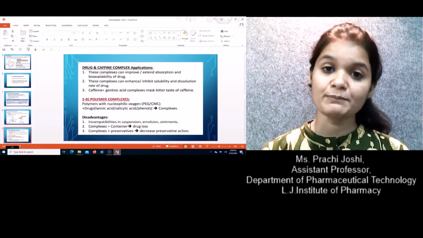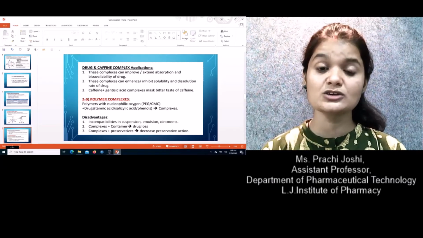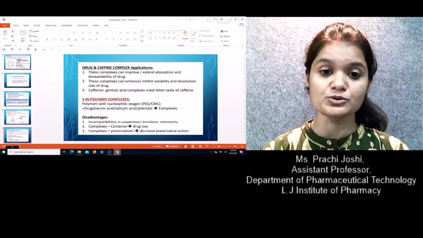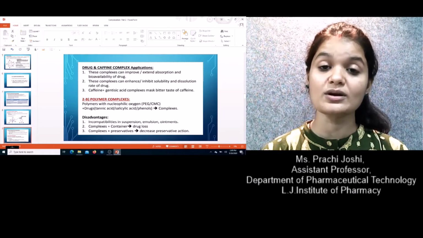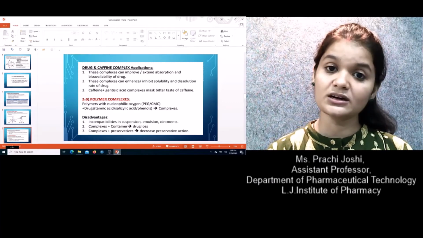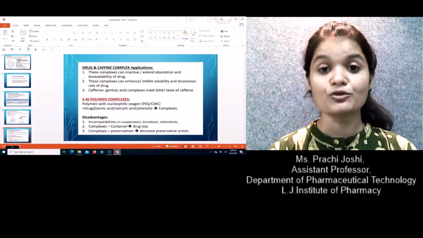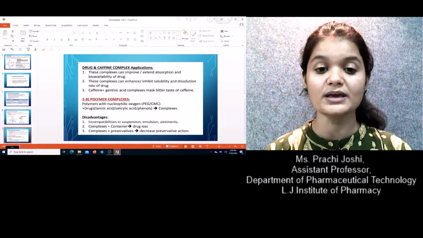So, what is the application of drug and caffeine complex in pharmacy? First is to improve absorption and bioavailability of the drug. Second is to enhance the solubility and the dissolution rate of the drug. And third one is taste masking. For example, you can make a chewable tablet of a bitter drug out of this complex.